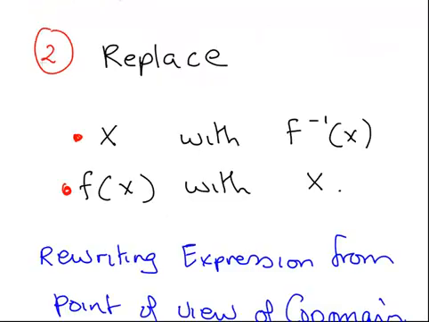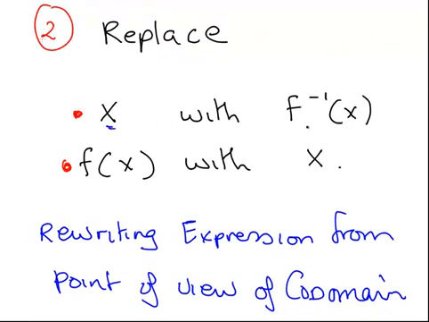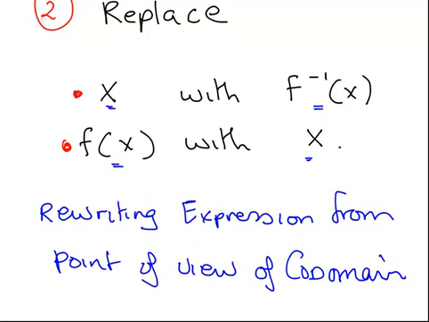The second step is, when we have that done, we replace x with f minus 1 of x and f of x with x. The point of this is that we're rewriting the expression from the point of view of the codomain. I'm not going to get too much more into that, but there is a rationale to it. It's not an arbitrary thing to do. We're essentially given the instructions in reverse, so you just have to change the terminology accordingly. Okay, so let's get into it.